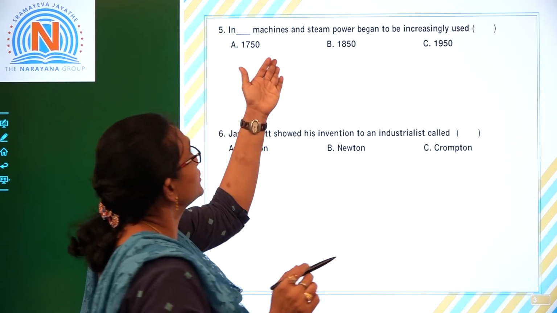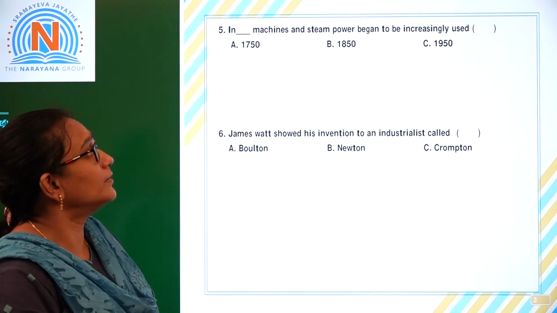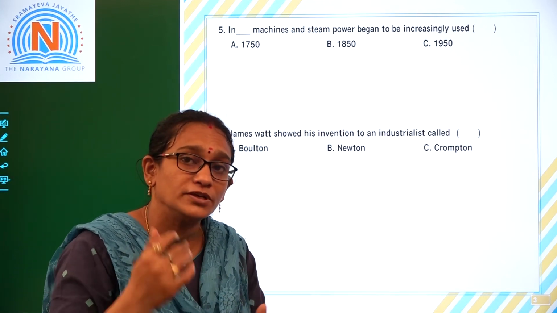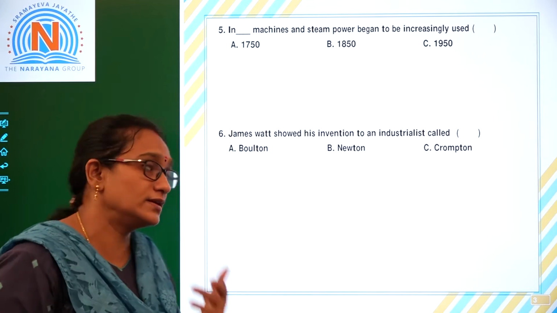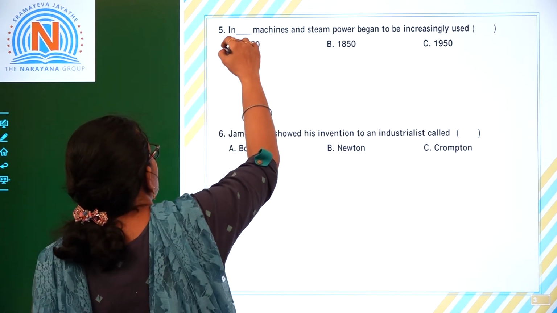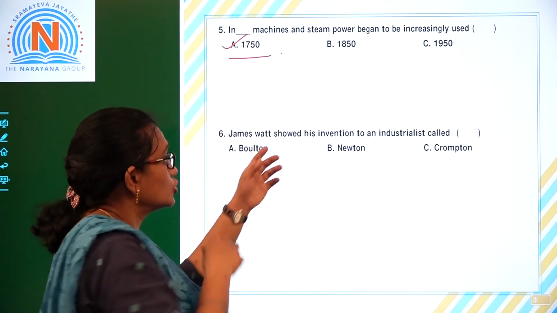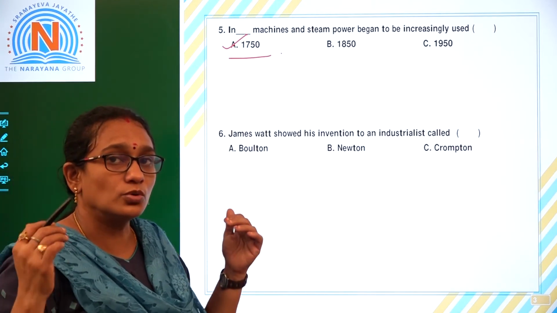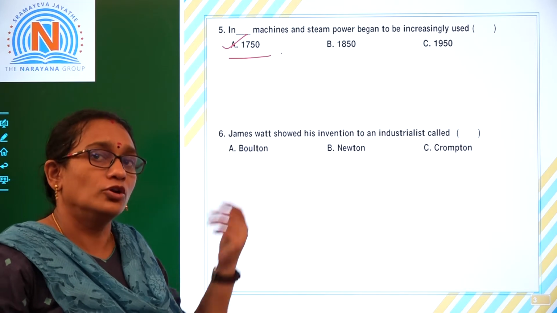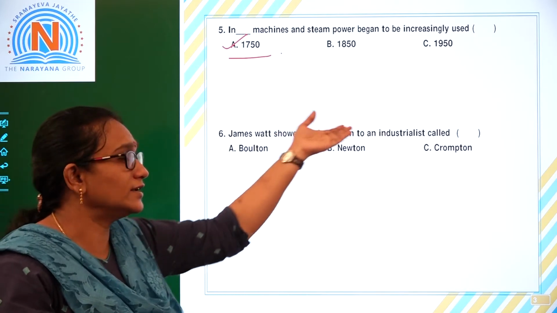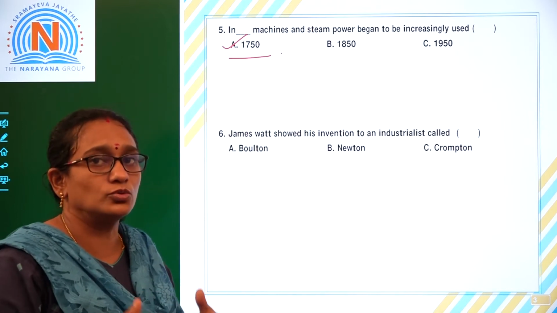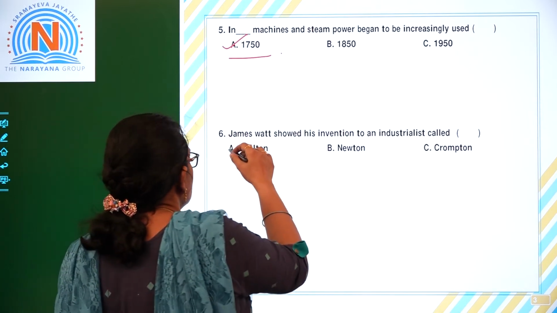In dash, the machines and the steam power began to be increasingly used. So, from which year has the use of machines and the steam engine increased? From the year 1970. James Watt showed his invention to an industrialist called. So, James Watt showed his invention of the steam engine to an industrialist, so that he would invest the money and they could start the business too. Also, who is that person? Bolton.